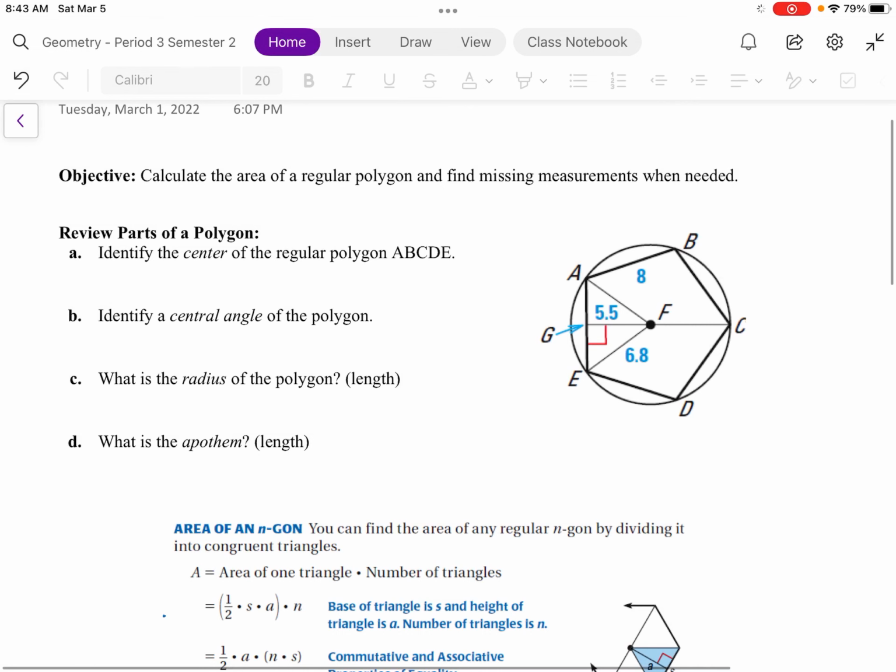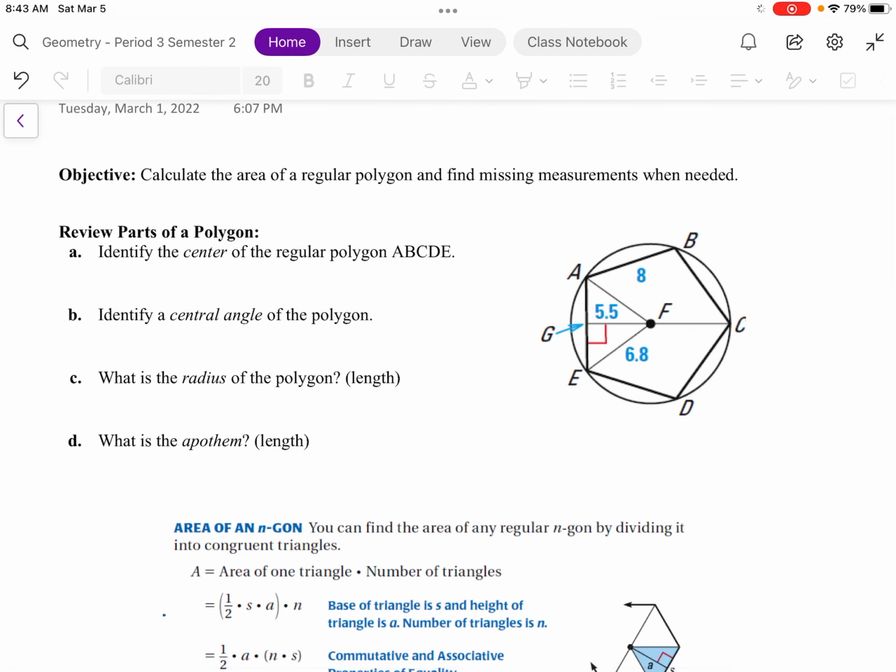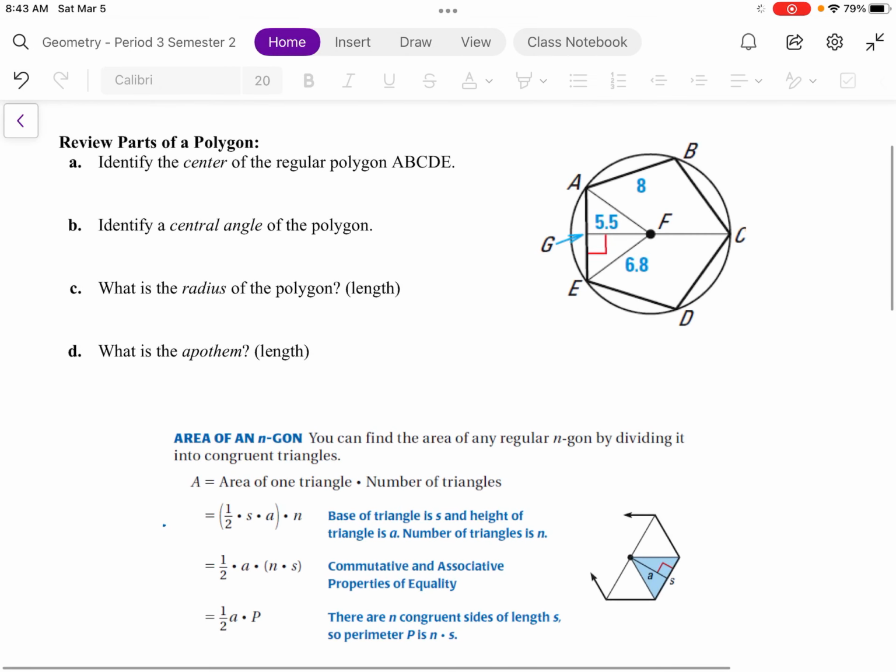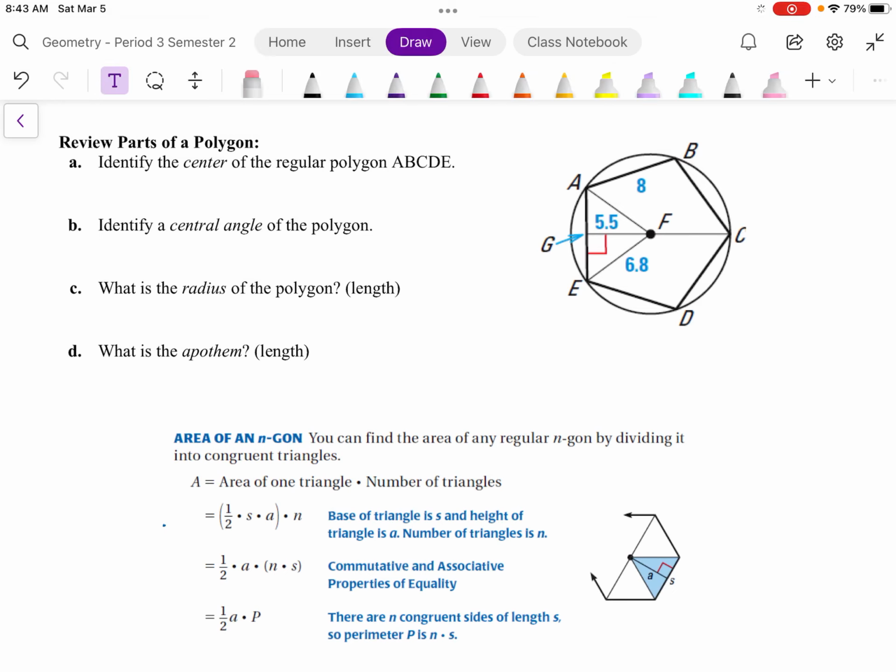9.5 day 2, we're still going to be working with regular polygons. And today, again, we're going to go over a way to calculate the area of a regular polygon and find missing measurements when needed. So just a quick review on the parts of a polygon. In this, why don't you try A, B, C, D on your own, and then you can click play when you have your answers to see how you did.